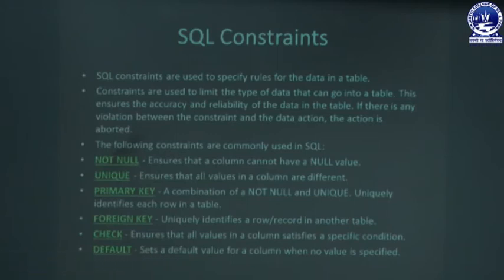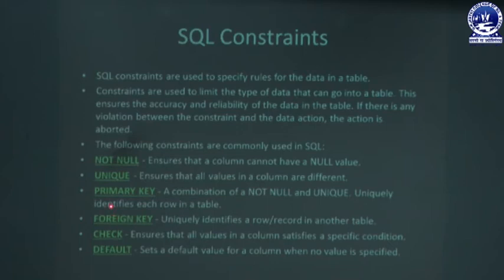Then next is our unique constraint. It ensures that all values in the column are different. Take an example: suppose we take the address attribute as a unique constraint. That means the address values for all the tuples in that relation must be different.